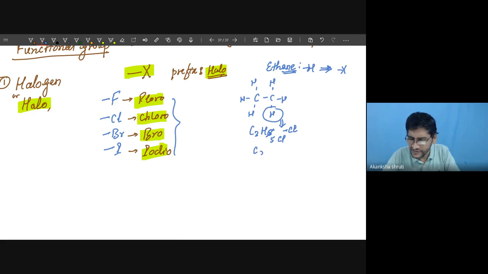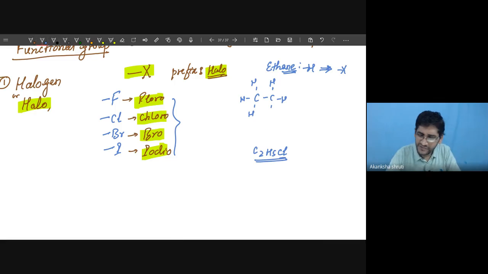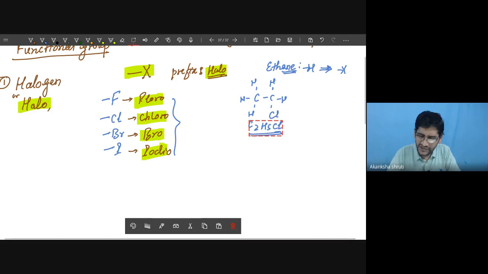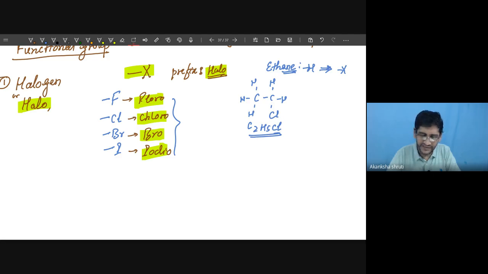So the structure is like C2H5Cl. This will be the formula. Okay, and the structure also gets changed. How? This has to be replaced by Cl. Getting? So the formula is this one, and the name is what?